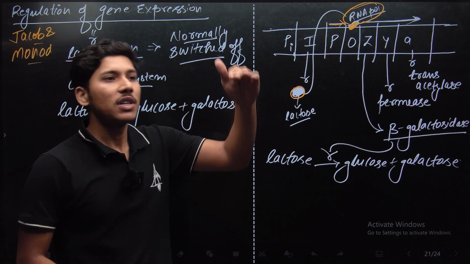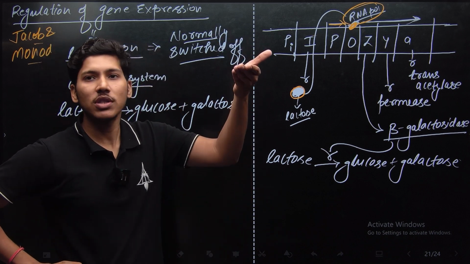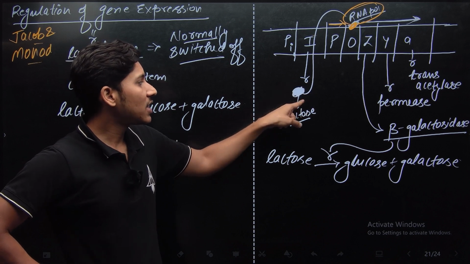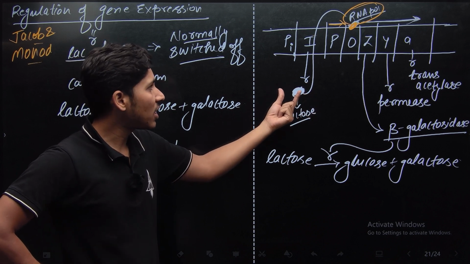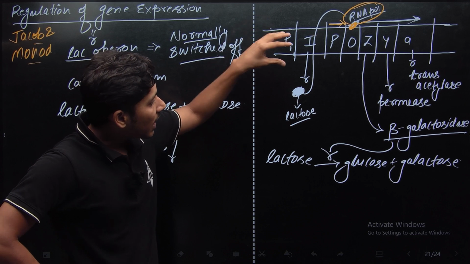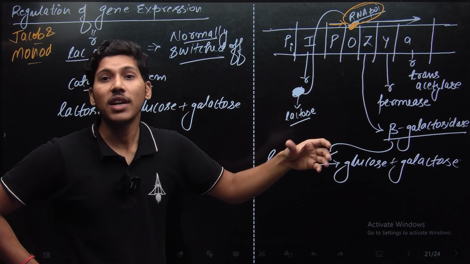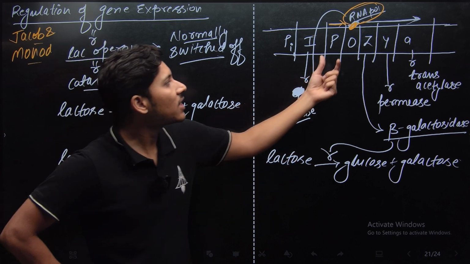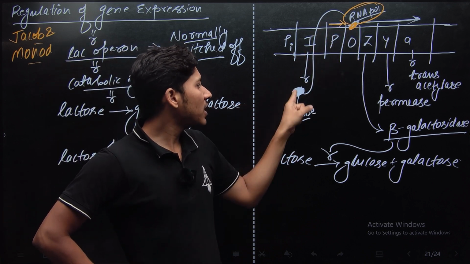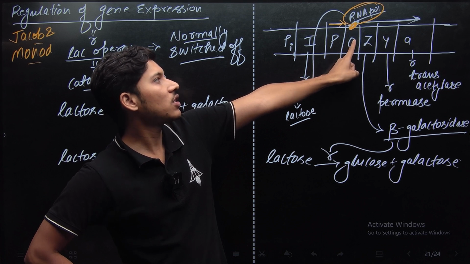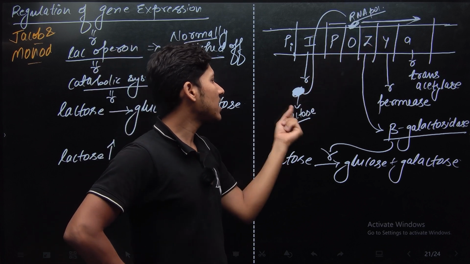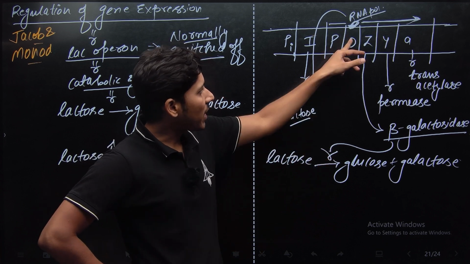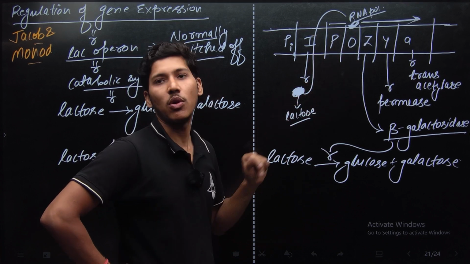But if glucose is present in less amount and lactose is present in high amount, then lactose binds with this repressor and changes the conformation of the repressor. And the change in conformation actually leads to what? A decrease in the affinity of this inhibitor towards the operator region. That's why this inhibitor or repressor does not bind to the operator region once lactose is bound to it.